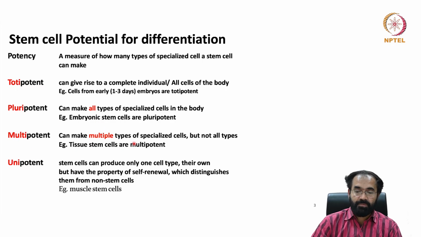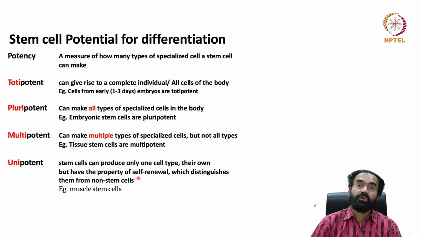Multipotent cells can make multiple types of specialized cells, but not all types of cells present in an organism. A classic example is a tissue-specific stem cell, such as the bone marrow stem cell. They can give rise to WBCs, RBCs, etc., but they cannot make your skin cell.